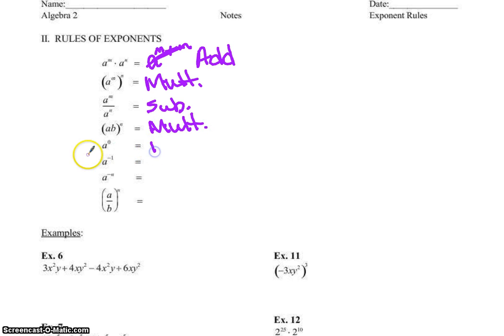Anything to the 0 power is 1. I don't think we've talked about that. Negative exponent, you're going to move. You're going to move. And power to a power, you're going to multiply.